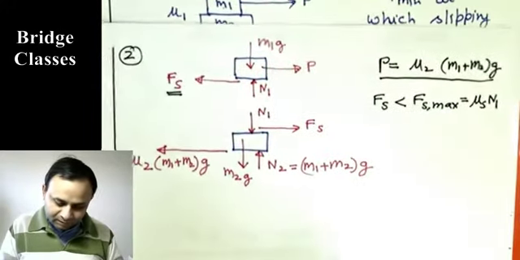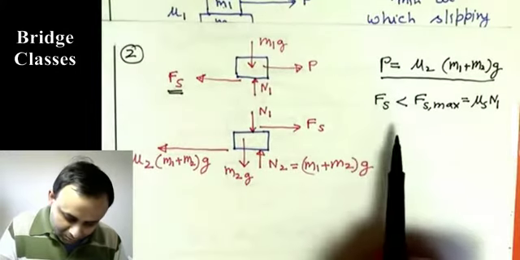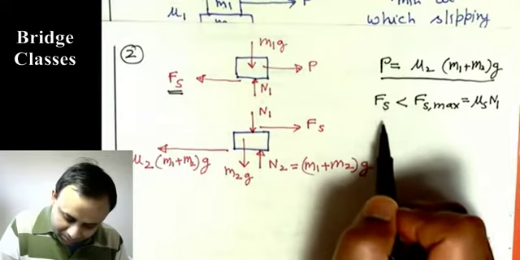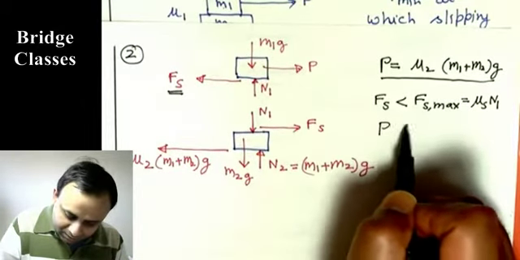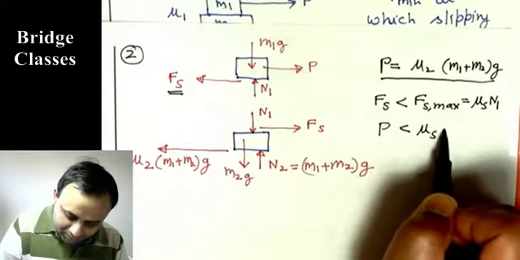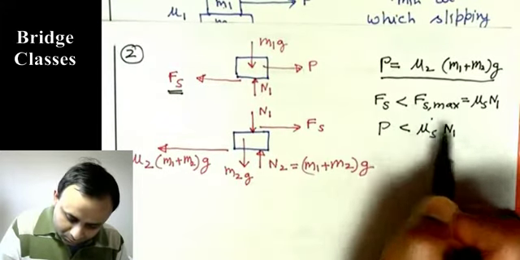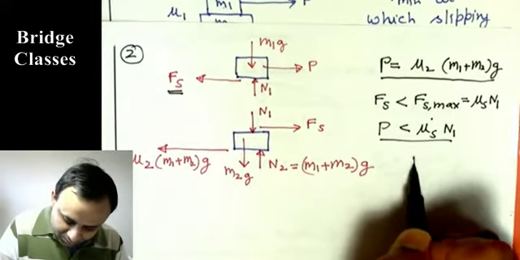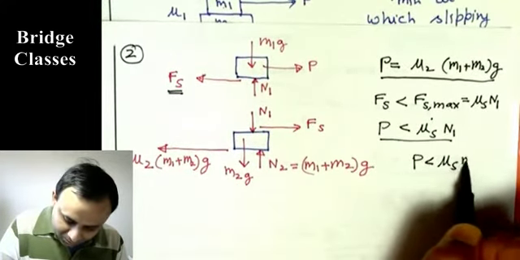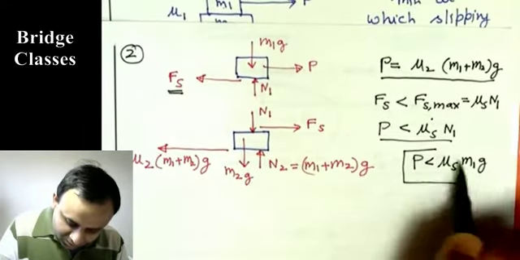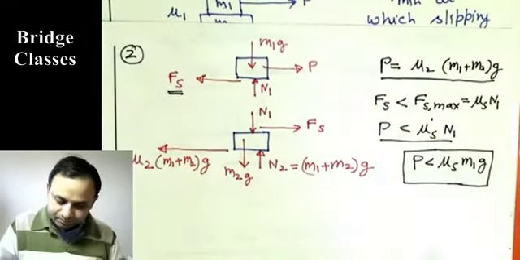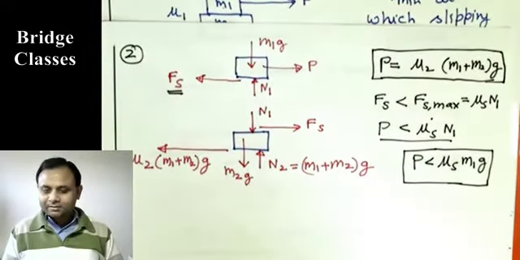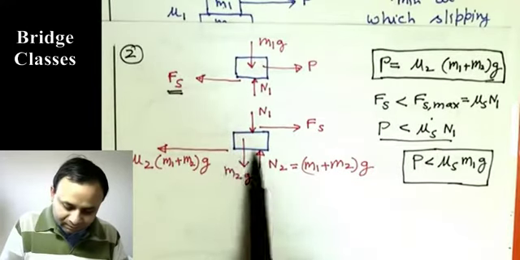That is maximum. So you can write, because this Fs is same as P, you can write P is less than mu s n1, and n1 is m1g. So instead of this, let me write P is less than mu s m1g. Okay. So if this condition is satisfied, then the slipping will be at this surface.